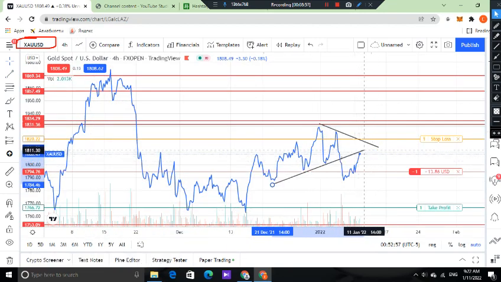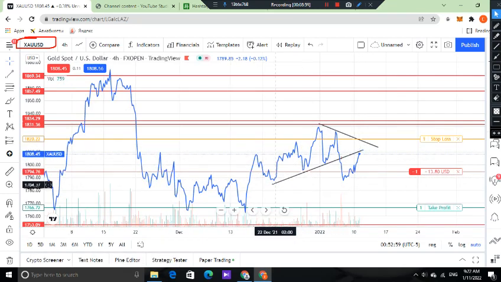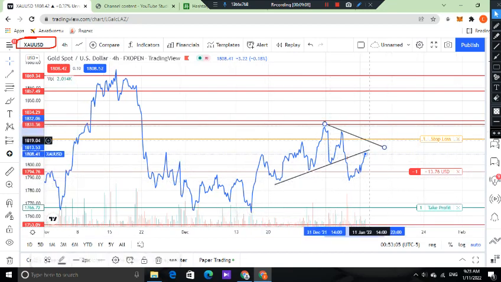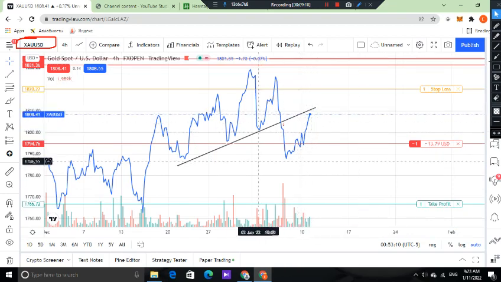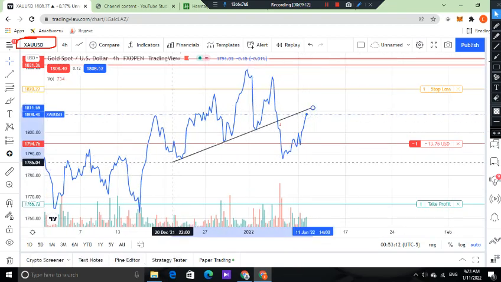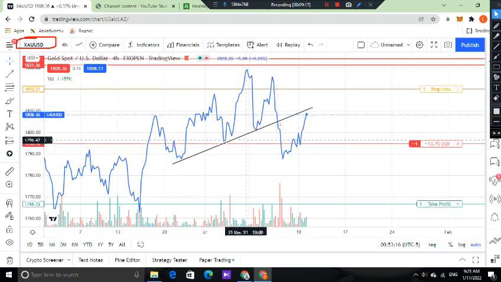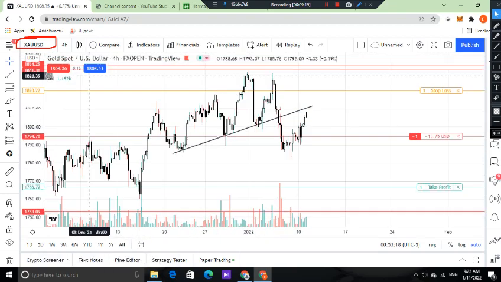We can consider this as a pullback with this broken trend line. You see, we have a trend line here, and this one could be a pullback.